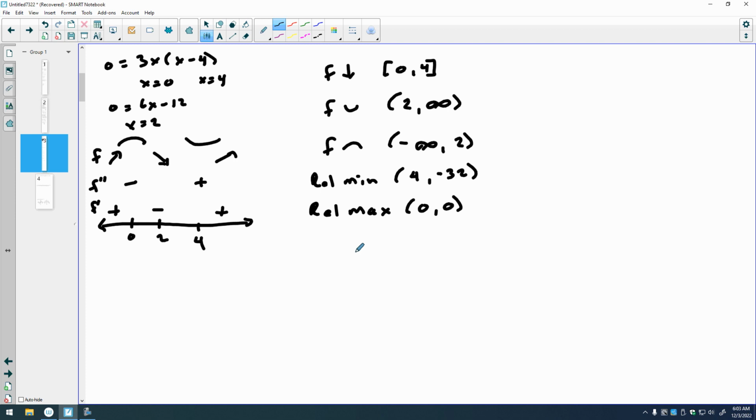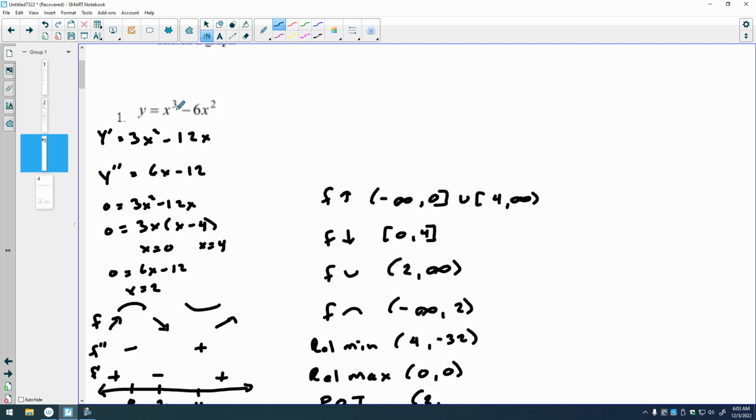All right, coordinates of points of inflection. Points of inflection, where my second derivative is 0 or undefined. So critical values of my first derivative. So where my second derivative is 0 or undefined, and where it switches signs. So at 2 was my only 0, and did my f double prime switch signs? Yep. So 2 is also a point of inflection. When I plug 2 back in up here, I get 8 minus 24, which is negative 16.